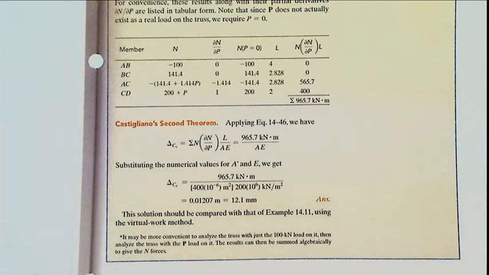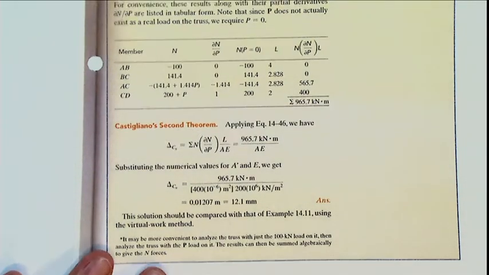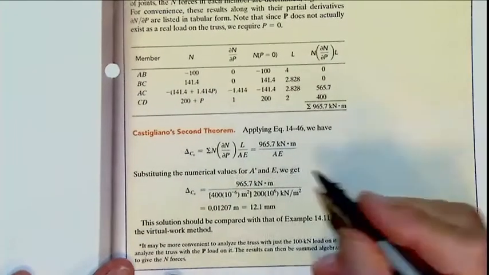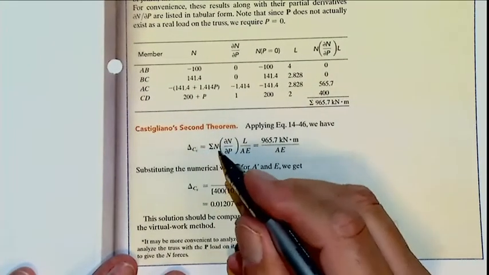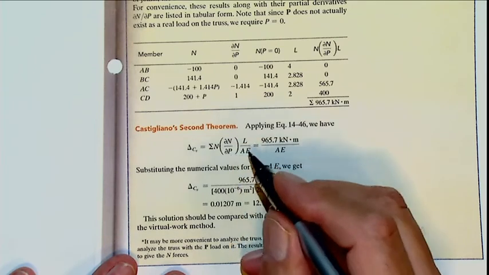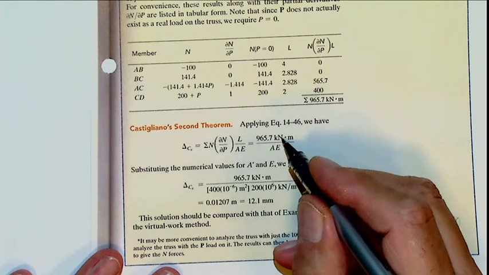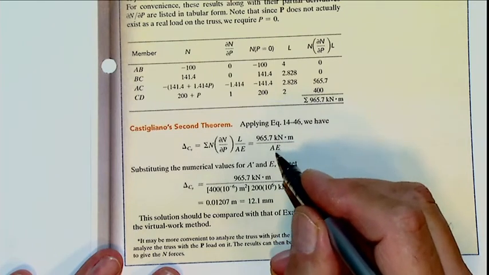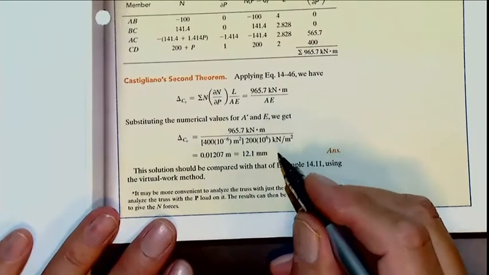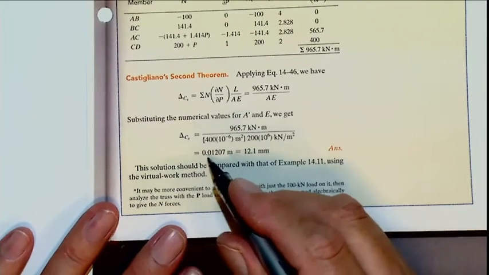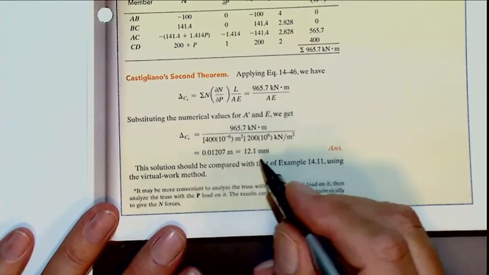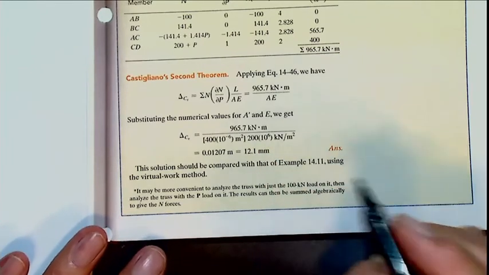Gives us the following expression. Delta CV equals the sum of n, dn/dP, L over AE, which is 965.6 kilonewton over meters divided by AE. AE is this value, and we get 0.01207 meters, or 12.1 millimeters.